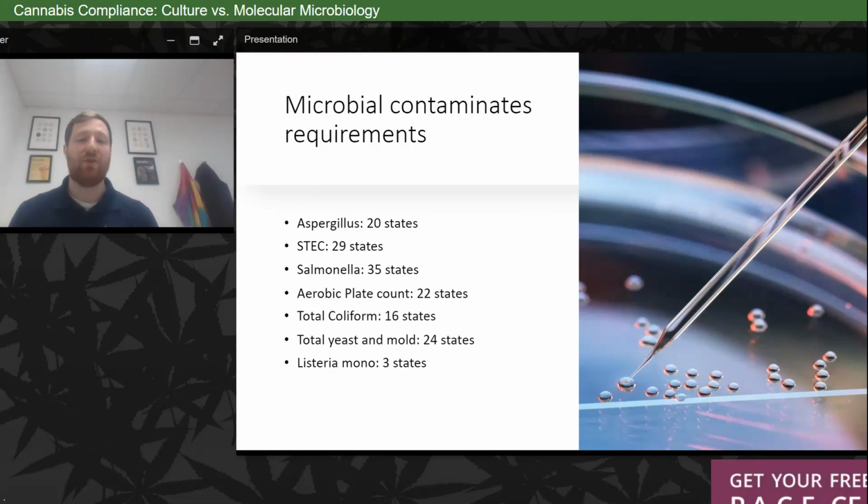The aerobic plate count, the total coliform, and the total yeast and mold are threshold-based methods, so they'll be set at some sort of threshold. In the state of Florida, for instance, the total yeast and mold threshold is 100,000 CFU. So no flower, derivative, or edible can be on the market with a higher count than what was received in the testing process. Those are threshold versus presence-absence.